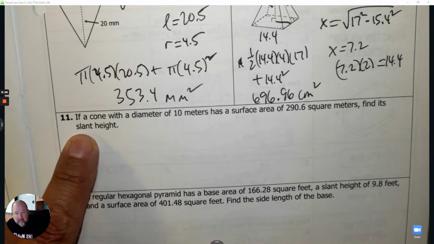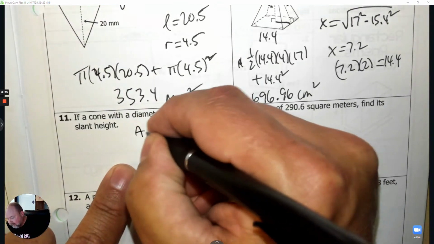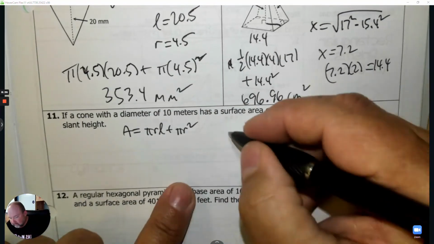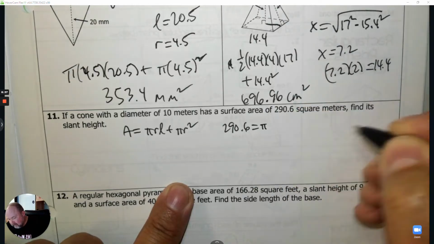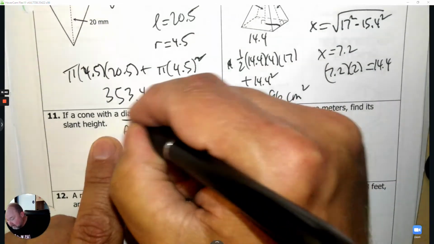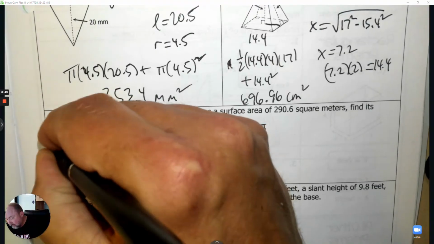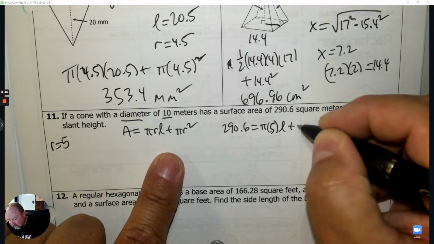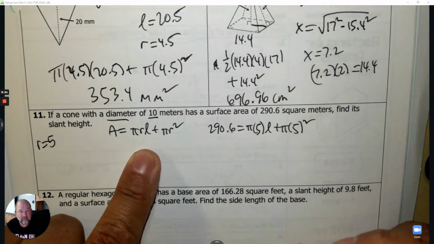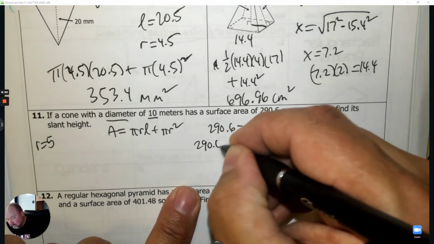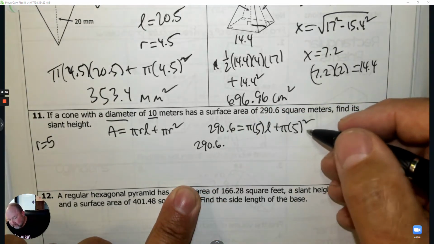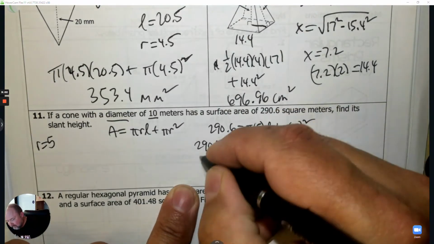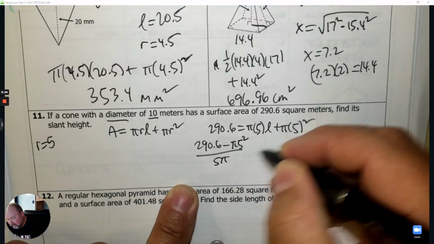Number 11, a cone and surface area. So I need to write the formula down. And then in the question it says the surface area is 290.6. It says the diameter is 10, divided by 2. So the radius must be 5. And then to find the slant height, I'm going to plug in the numbers I know, and then I'm going to solve it. So I'm going to go 290.6 subtract 5 squared pi. And then I'm going to divide by 5 pi and get my answer.